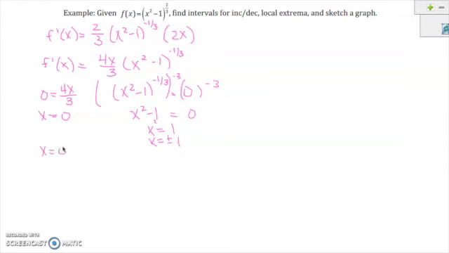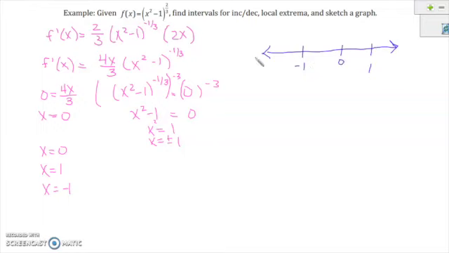So x equals 0 is a critical point, x equals 1 is a critical point, and x equals -1 is a critical point. Those will actually be nice and easy to plug in, though I can tell already looking at the original function. But first, let's figure out our increasing, decreasing. All right, so my critical points are -1, 0, and 1.